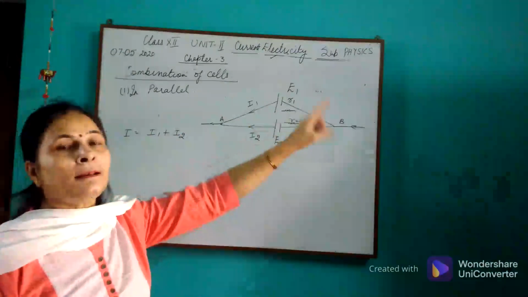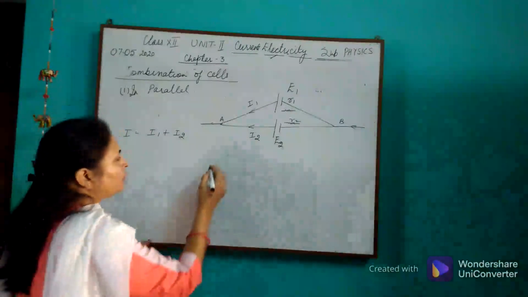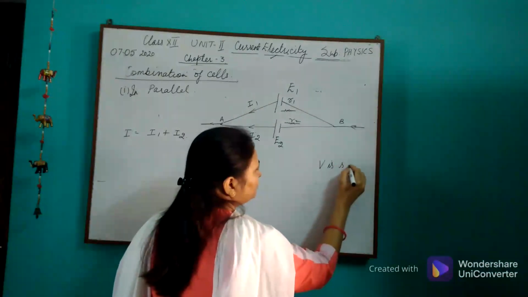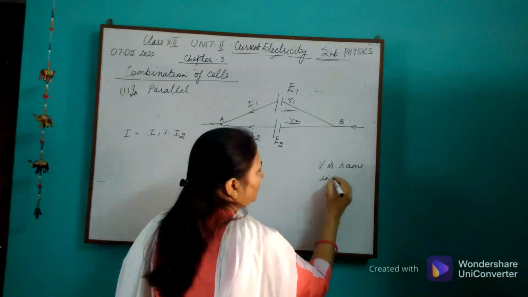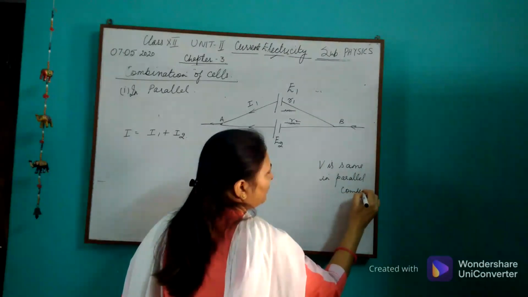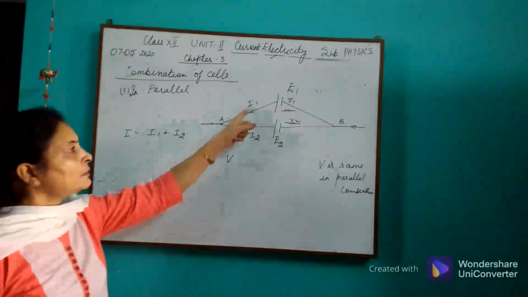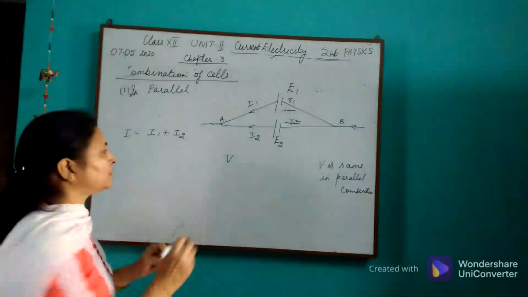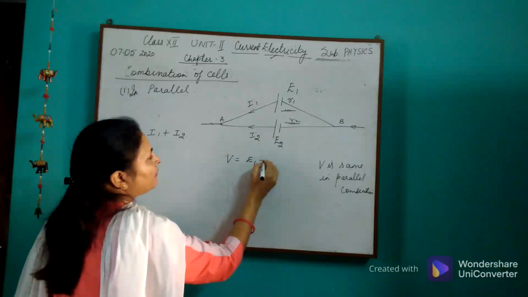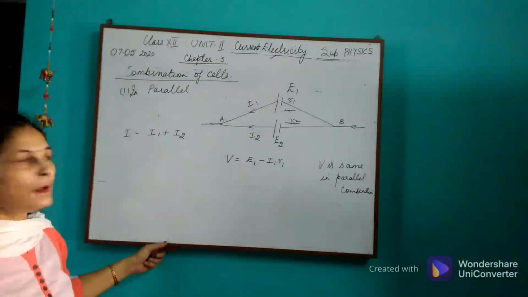Now through cell E1, what will be the value of V? See, V is same in parallel combination. So for this branch, V can be written as E1 minus I1 R1.